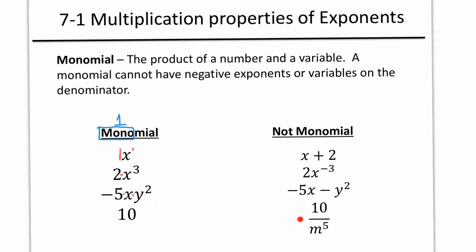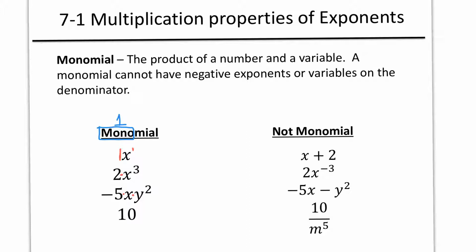This one here is not a monomial because the 10 has a fraction. It is on top of the fraction, and you have a variable underneath the fraction. So if you remember the definition, a monomial cannot have negative exponents or variables on the denominator of a fraction. So this one, this m to the fifth power is on the denominator. It's on the bottom of the fraction. So it's not a monomial.